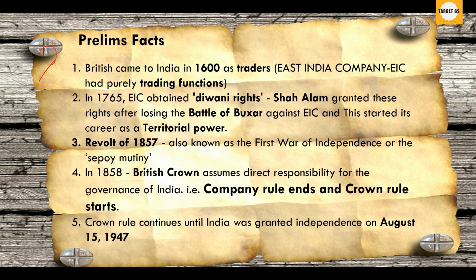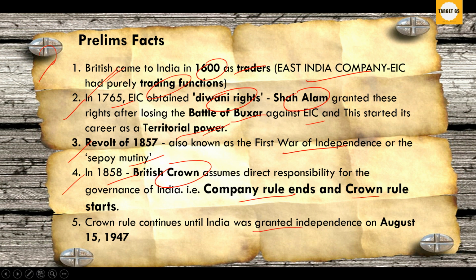The first one is the British came to India in 1600 as traders, and the East India Company had purely trading functions. And in 1765, the East India Company obtained the Diwani rights; Shah Alam granted these rights after losing the Battle of Buxar against the East India Company, and this started its career as a territorial power. And the Revolt of 1857, also known as the First War of Independence or Sepoy Mutiny. And in 1858, the British Crown assumed direct responsibility for the governance of India, that is, Company rule ends and Crown rule starts. And Crown rule continued until India was granted independence on August 15, 1947.